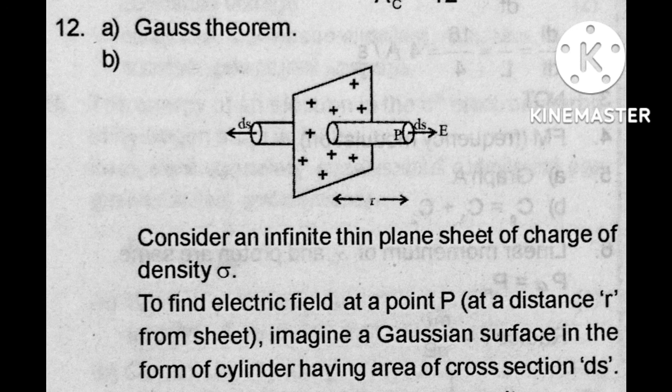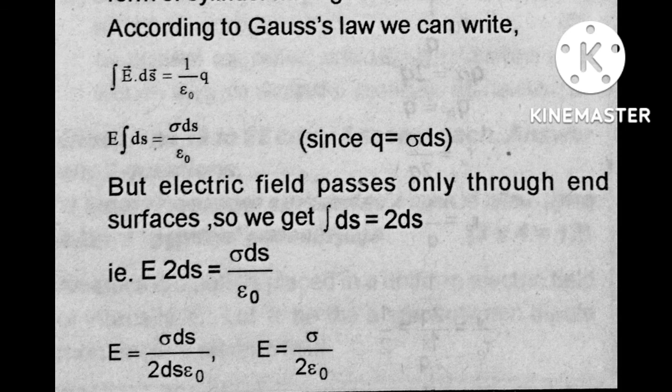In order to derive the electric field at a point P, at a distance r from the sheet, we can imagine a Gaussian surface in the form of a cylinder having area of cross section ds. It is shown in the diagram. Here the plane sheet of charge has a density sigma. Now we can apply Gauss's law, that is integral E dot ds is equal to 1 by epsilon 0 q. Here we have q equal to sigma into ds. Therefore, E into integral ds will be equal to sigma ds divided by epsilon 0.